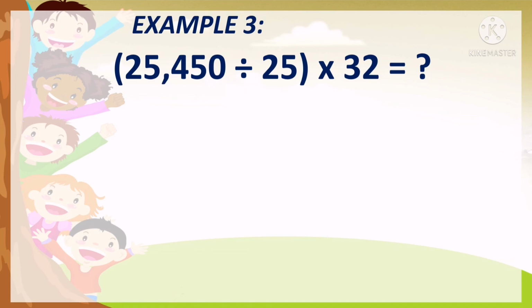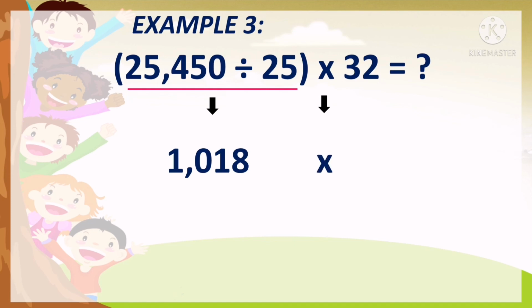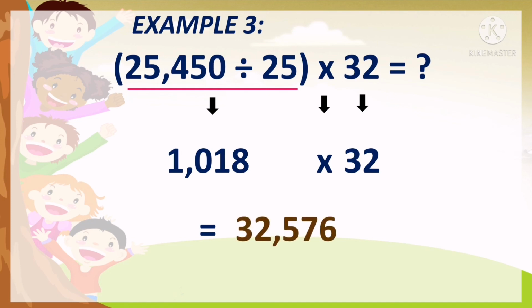For this given, there are two operations involved, division and multiplication, but we will solve first what is inside the grouping or the parentheses, and it's division. So when you divide 25,450 by 25, you get a quotient of 1,018. Then we just simply copy the multiplication, because that is the second given operation there, and also copy 32. So the second operation that we're going to do is multiplying 1,018 by 32. And when you multiply those two numbers, you will get a product of 32,576. And this is our final answer.